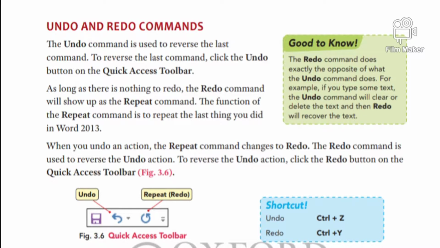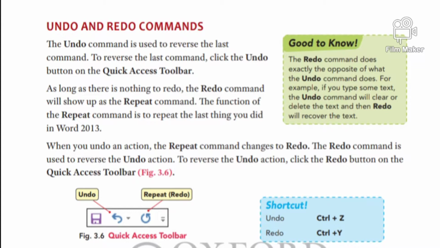So what is the use of this key? The function of this key is to repeat the last thing that you have done. It will bring back the work that you have done. The last command, it is going to bring back the last command that you have done. Okay, so this is the use of this key. These keys are very important. Okay students, whenever you work in Word 2013, you will need these two keys.